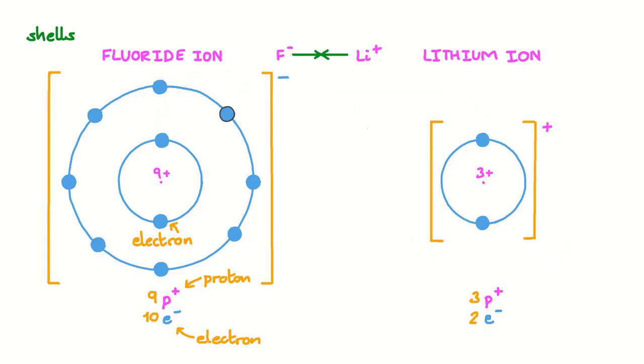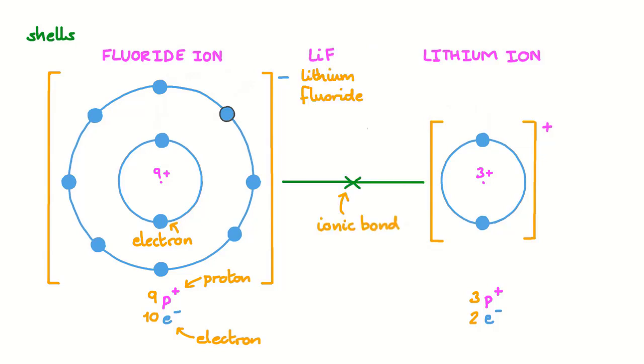The F- and Li+ ions then attract each other through electrostatic forces, forming LiF or lithium fluoride. The bond between the ions is known as an ionic bond, and substances containing ionic bonds are known as ionic compounds. In cases where the force of attraction between an outer electron and 2 different nuclei isn't as clear, we get covalent bonding, where electrons are shared between atoms. However, we won't be looking at covalent bonding in this video.